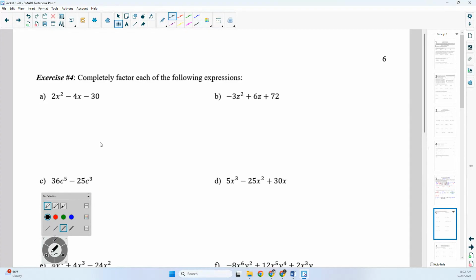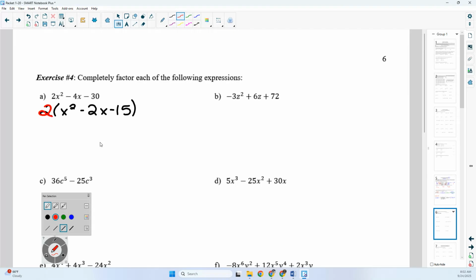So on this first problem, when I look at it, I see a trinomial. I do notice there's a number other than 1 in the front, and we haven't really dealt with how to factor those, but we know the very first thing we look for when we're factoring is a GCF, and on this one we do have one. So here I'm able to factor out a 2, and I'm left with a trinomial in parentheses.